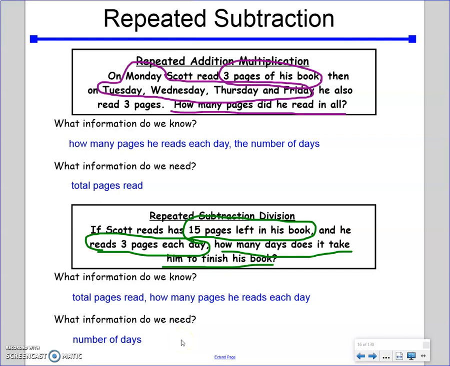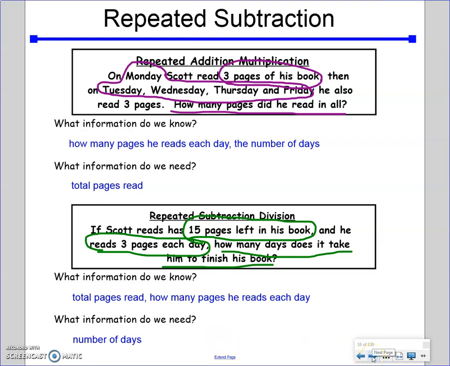So 3rd grade, this is a repeated subtraction division problem because we know the total and we're trying to find how many days he did this for. That's how repeated addition and repeated subtraction are different. Repeated addition multiplication always has us finding the total. But if we know the total and we're trying to find either how many times the action happened or the value of each action, it is a repeated division problem.